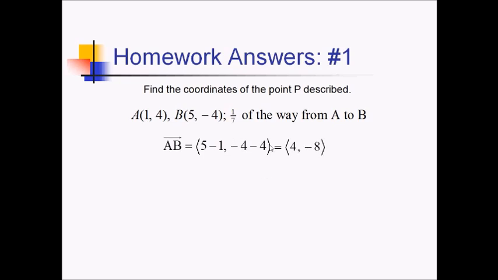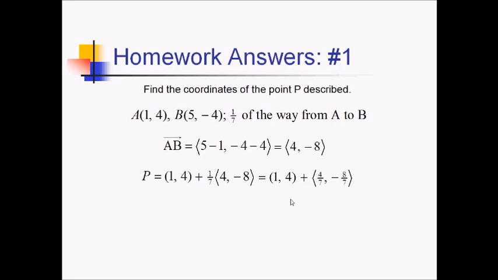That's directions to get all the way from A to B, but we only want to go 1/7 of the way. So we're going to start at our first point here, 1, comma 4, and to that we are going to add 1/7 of this vector right here. So going ahead and doing that, we've got 1, comma 4 plus, now we're going to distribute the 1/7 to this vector. So that's going to be 4 over 7, comma, -8 over 7.